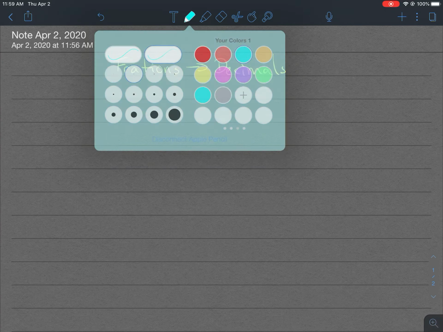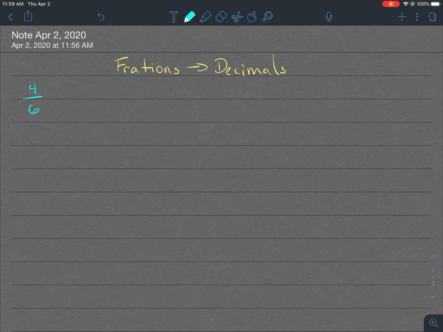4 over 6 as our first example. Now, the way you're going to do this is you're going to take and do long division. Yeah, it sucks, but it's the way we do it. 6 goes into 4. How many times does 6 go into 4? Well, it doesn't. So you got to put a decimal, add a 0.